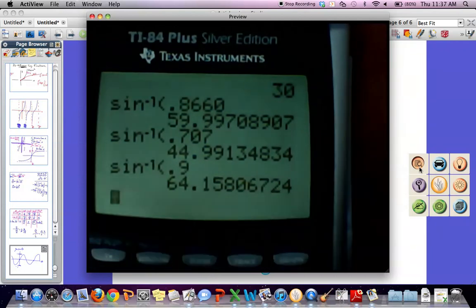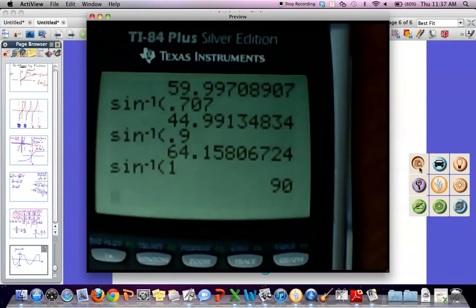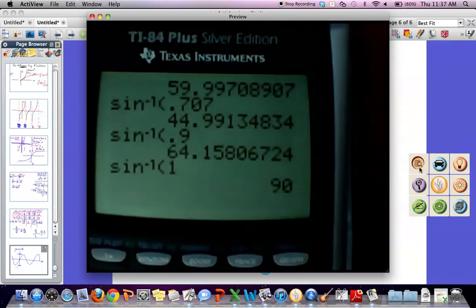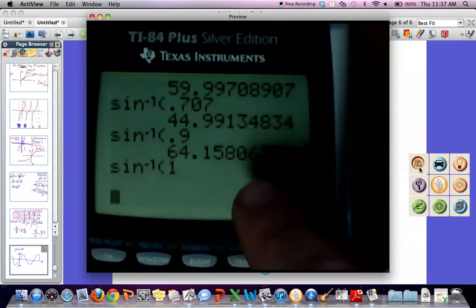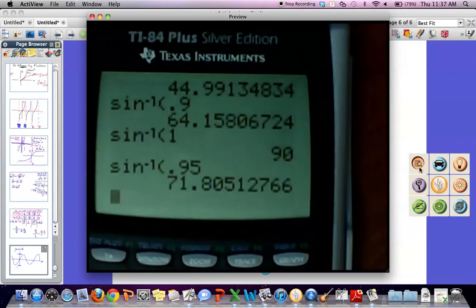But once I get to 1, if I say inverse sine of 1, it tells me it's 90 degrees. So there's a lot of angles that give you a value between 0.9 and 1, in other words. So if I say, what's the inverse sine of 0.95? Of course, it's closer to 90 than it was 64, because we're moving up. But where it gets tricky is when we do this. I'm going to want you to give me all of the answers between 0 and 360.